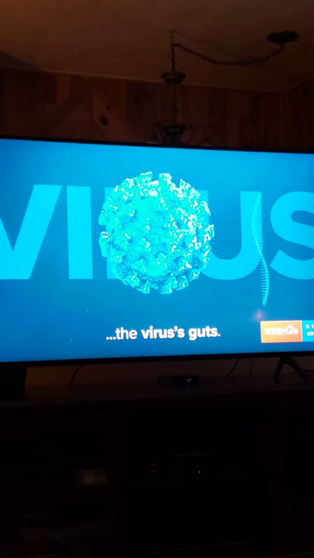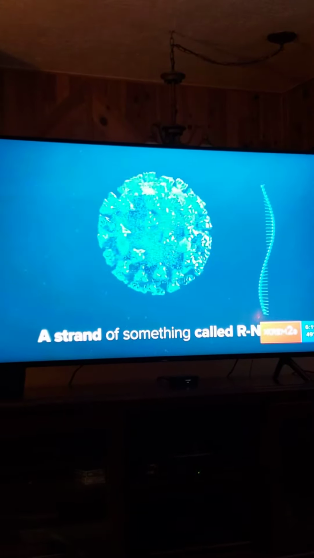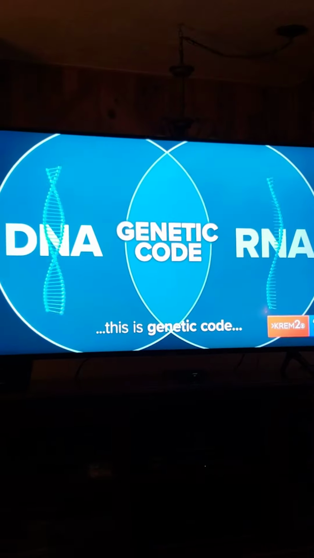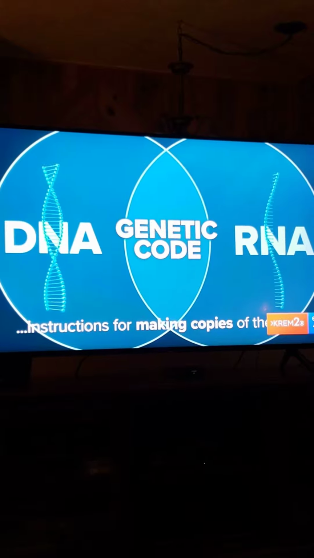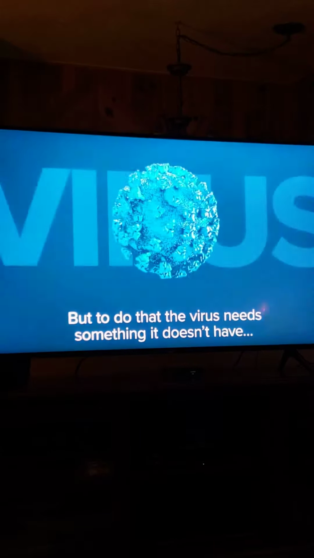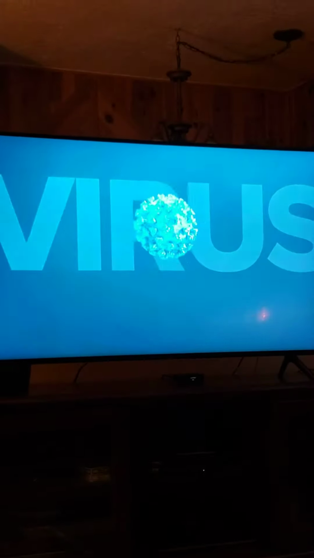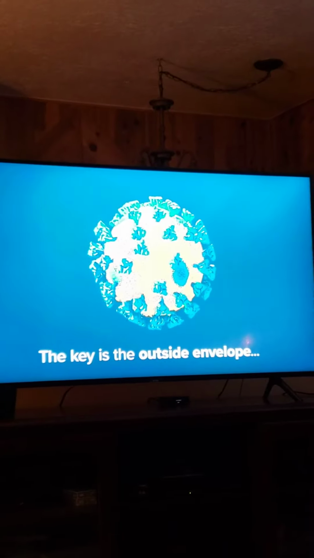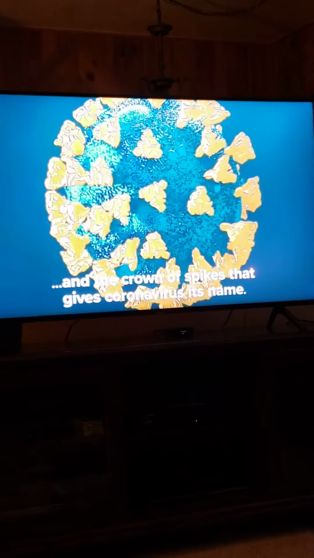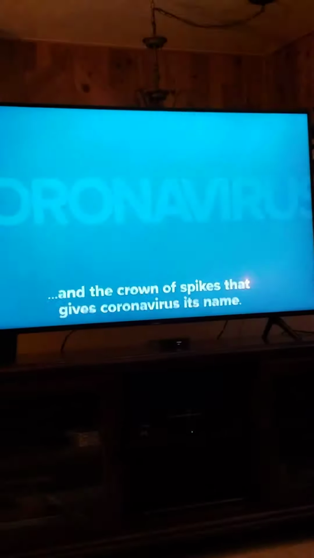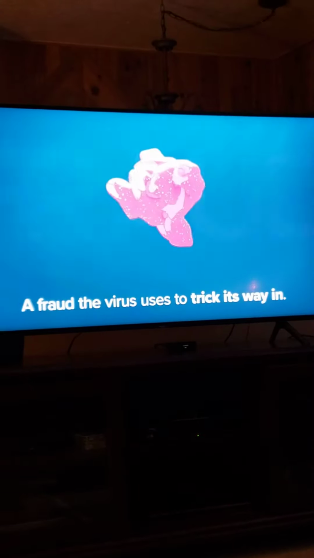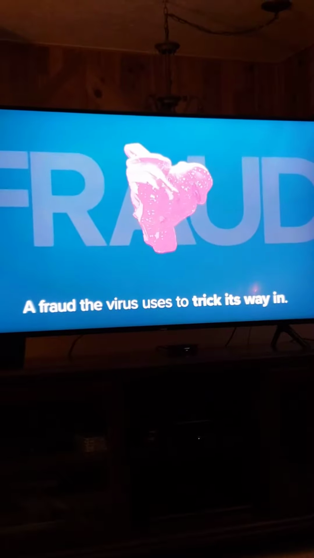The virus's guts, a strand of something called RNA. Similar to our DNA, this is genetic code, instructions for making copies of the virus. But to do that, the virus needs something it doesn't have. A cell. So it evolved a clever way to get inside yours. The key is the outside envelope and that crown of spikes that gives coronavirus its name. It's not decorative. This is an elaborate disguise, a fraud that the virus uses to trick its way in.